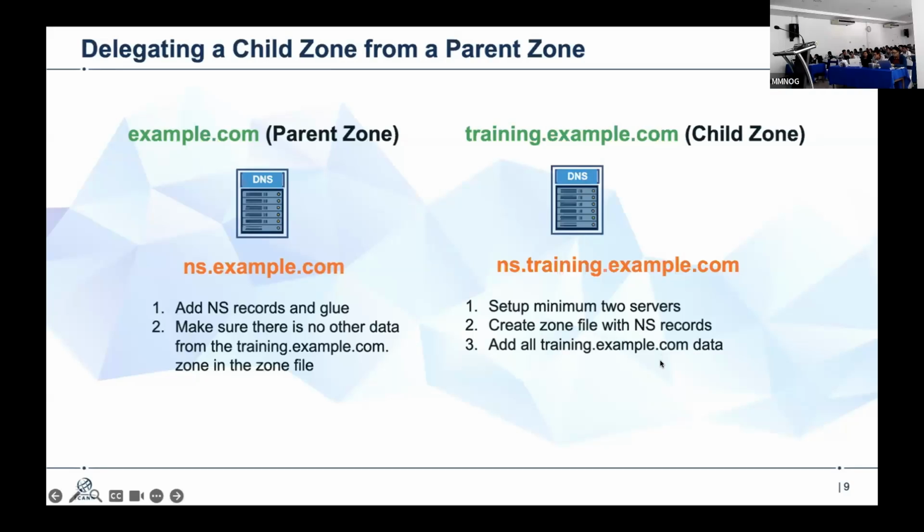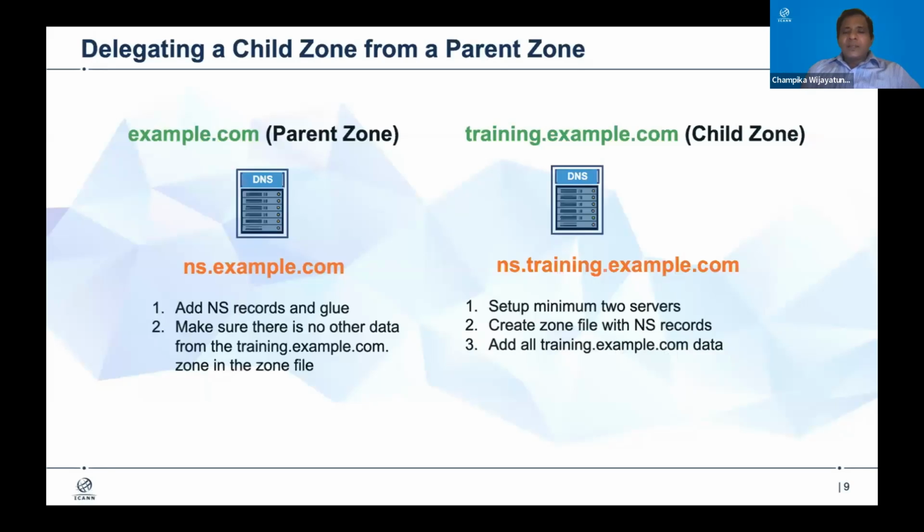So Champika has to set up a minimum of 2 name servers, right? And then create a zone file with the NS records, and then add all the training.example.com data into that, because you are managing your own zone, right? So as the parent, I don't put any zone records in my zone that are related to you. You have to put all your zone data, okay? I hope this is clear to you, because this is a very important concept to know in DNS.